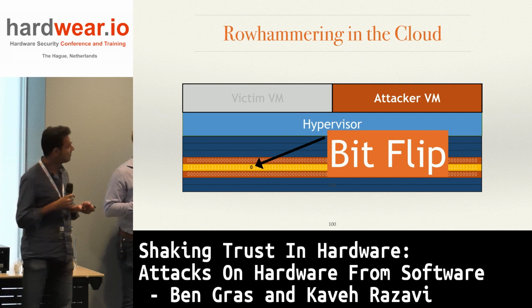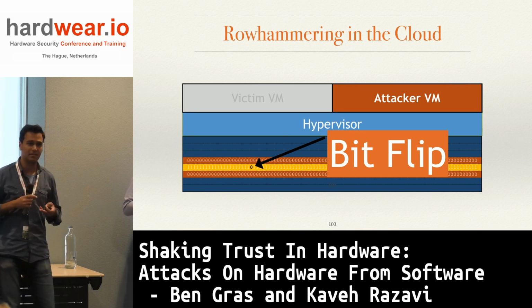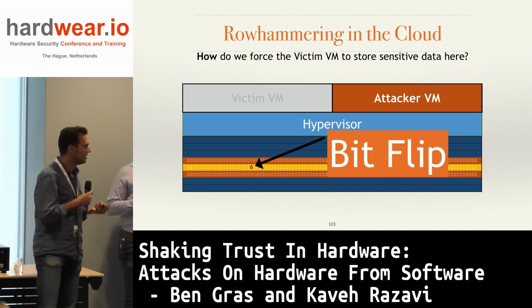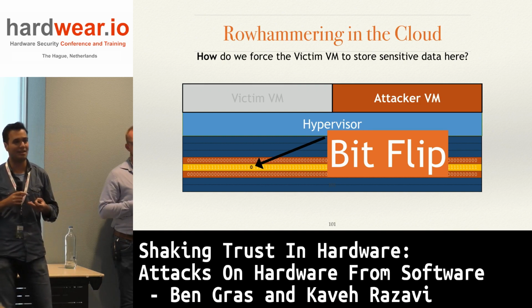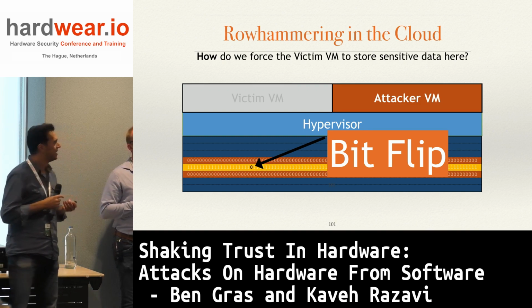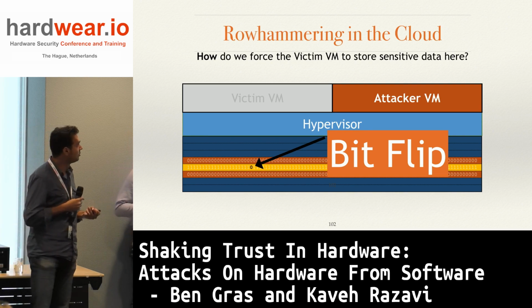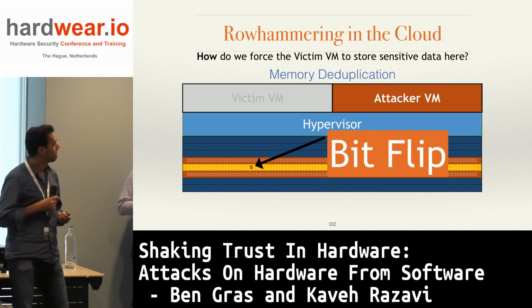But so now you have a bit flip, right? But it is your own memory as an attacker. How would you force the victim to store its data into this location? And this is where memory deduplication comes into play.